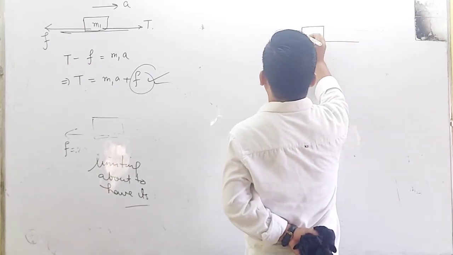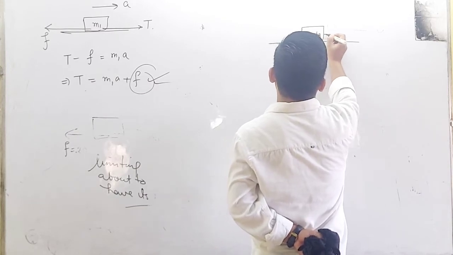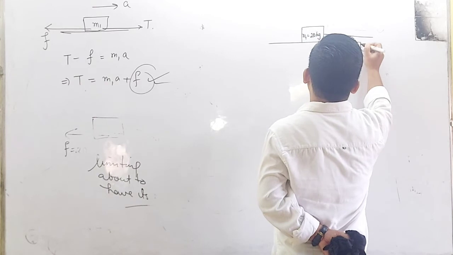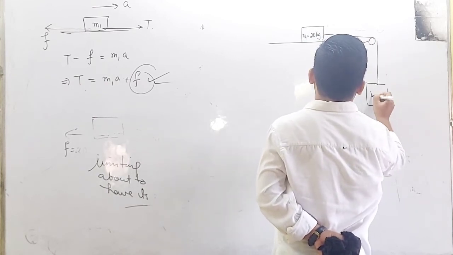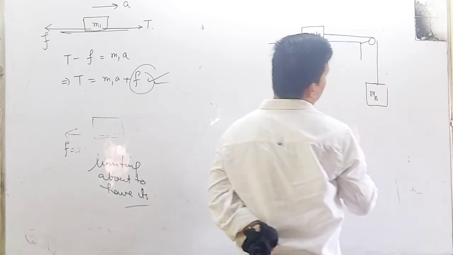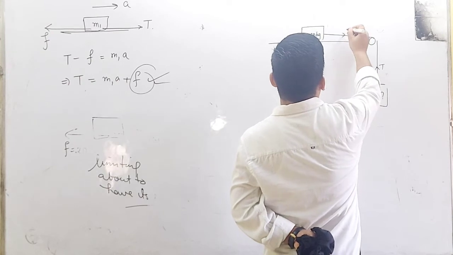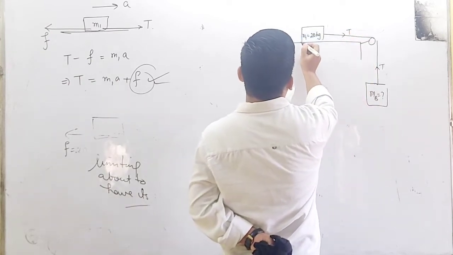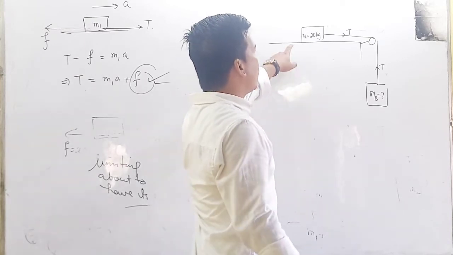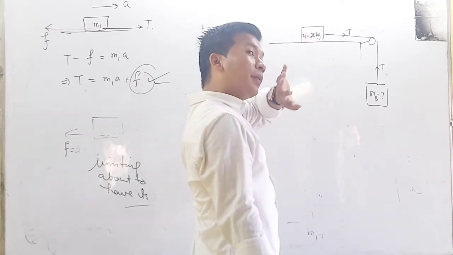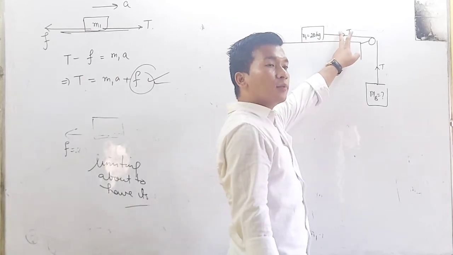M1 is equal to 20 kg, and here we have to find out the value of MB. MB value is the question mark. We will have tension T over here. Consider the body of mass 20 kg: it is being acted upon by a pulling force T to the right.